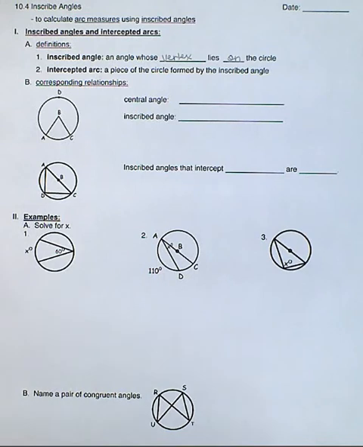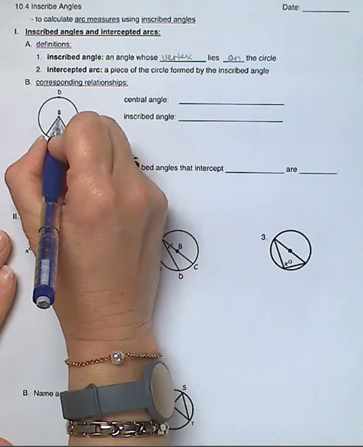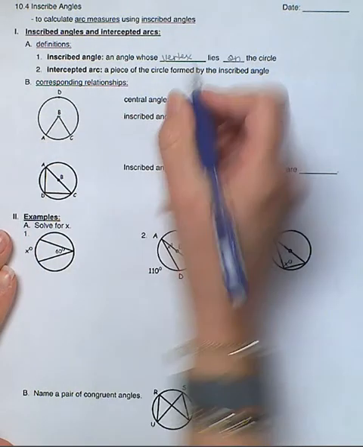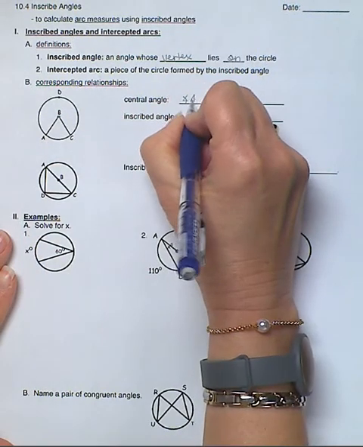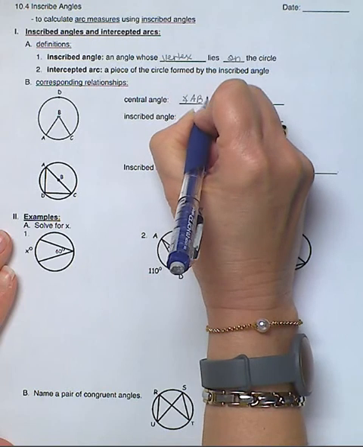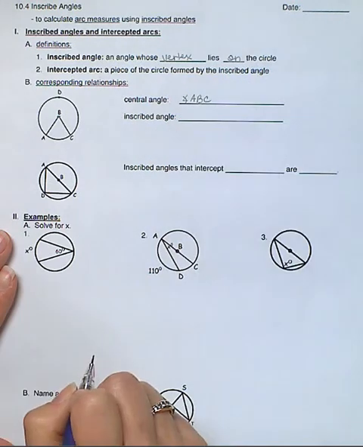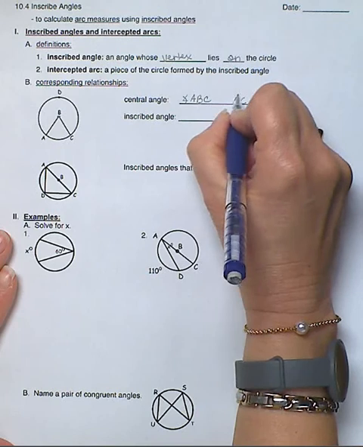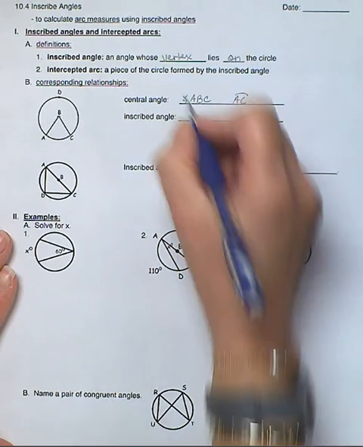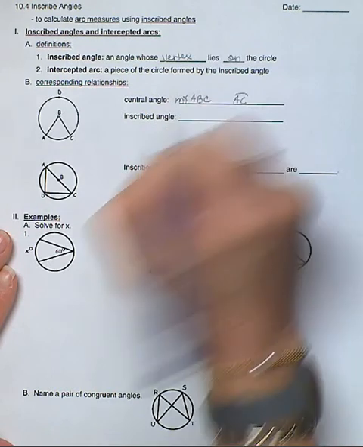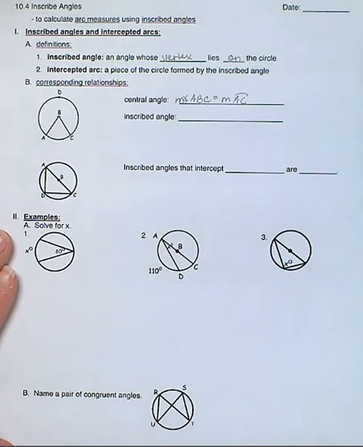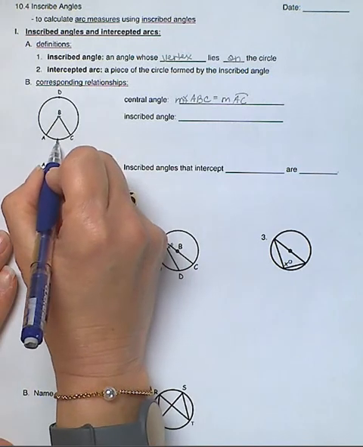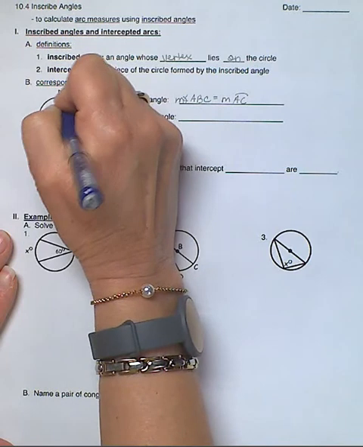So let's look at yesterday first. If this circle has a center of B, then the central angle is angle ABC, and the minor arc is arc AC. So we know that if we knew the measure of the central angle, we would also know the measure of the minor arc. We're going to still talk about the same arc, but now instead of going from the center, we're going to go from on the circle.